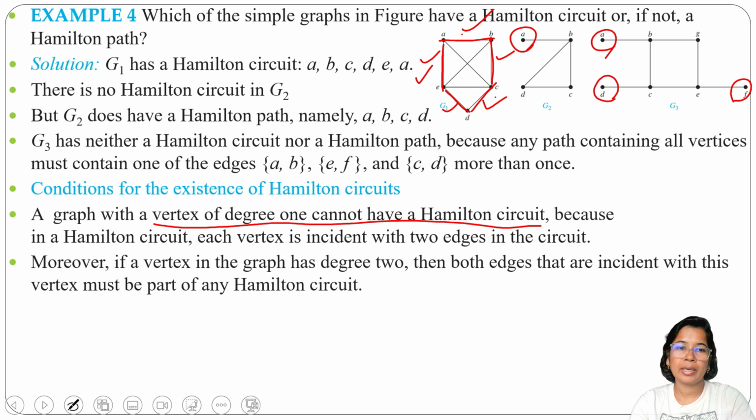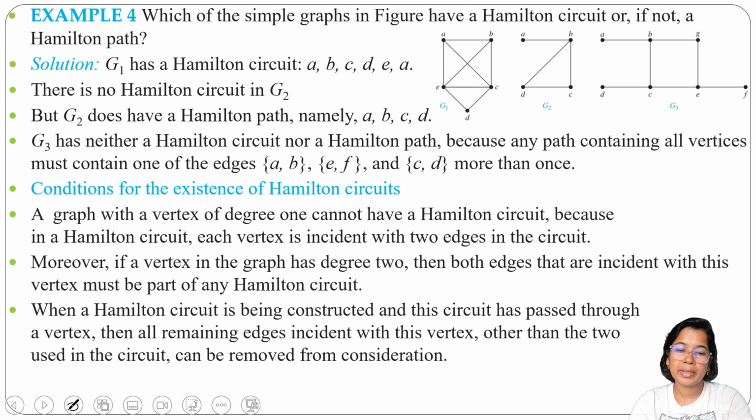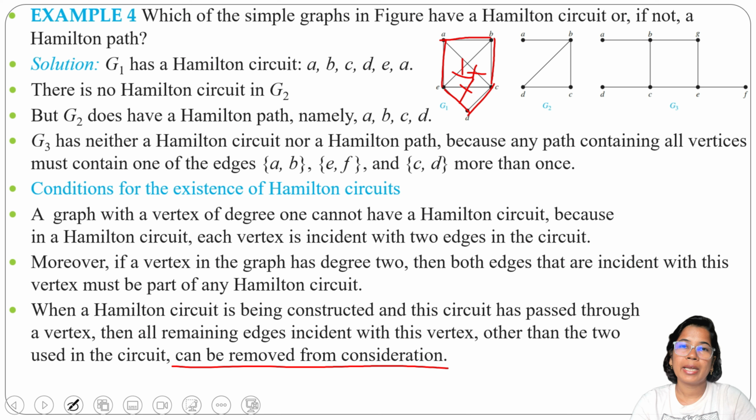If the degree is more than 2, we can ignore some edges, like here we ignore all these edges, right? When a Hamilton circuit is being constructed and this circuit has passed through a vertex, then all remaining edges incident with the vertex other than the 2 used in the circuit can be removed from consideration. In G1, we'll create a Hamilton circuit starting from A to B, B to C, C to D, D to E, E to A. So we can remove these edges: A to C, B to E and C to E. We don't need to consider these edges. We just need 2 edges for a Hamilton circuit. All the other edges we can skip.